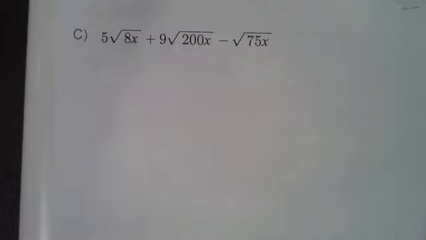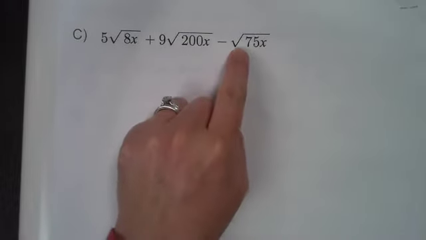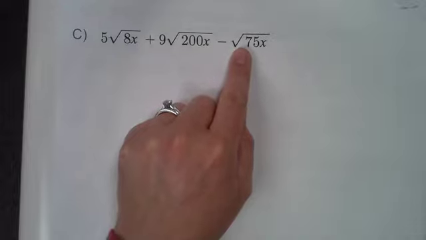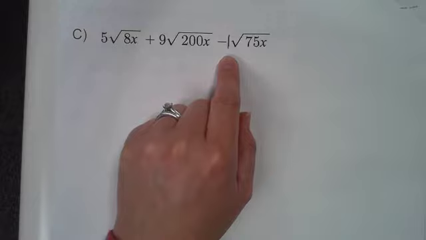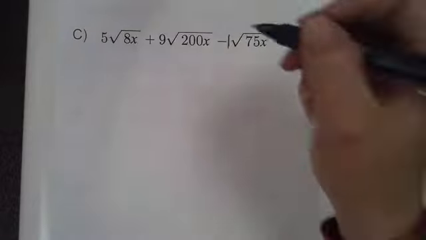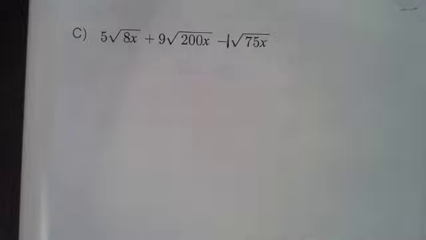Last one. Letter C, we got 5 radical 8x plus 9 radical 200x minus radical 75x. First of all, there's a radical. There's always a number in front of it. What number is in front of this radical? -1 in this case. But yes, if there wasn't something there, it'd be a 1. A positive 1, if we will. Yeah. Always a 1. At least a 1. -1 in this case. All right.